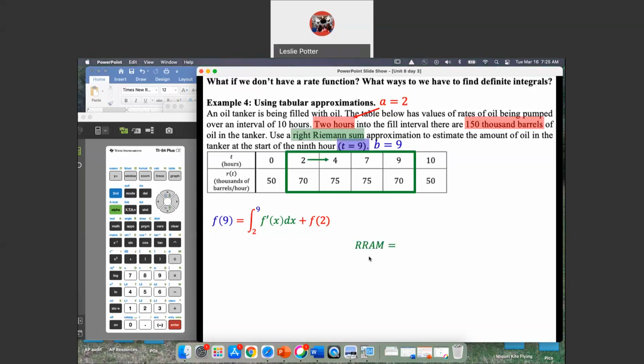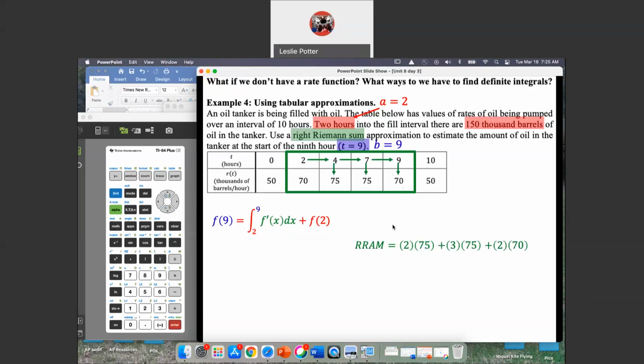So my right Riemann sum is going to be this interval, which is 2, times this value on the right side of that rectangle, which is 75. And then this interval is 3 wide, and that's going to be multiplied by its height, which is 75. And then the last interval is 2 hours long, and its height on the right-hand side is 70.